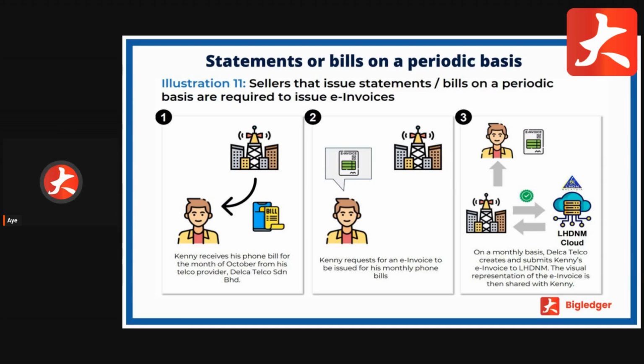Okay, so for example, sellers that issue statements on a periodic basis are required to issue e-invoices. For example, Kenny received his phone bill for the month of October from his telco provider, Delta Telco Sdn Bhd. Then Kenny requests an e-invoice to be issued for his monthly phone bill. Then on a monthly basis, the telco creates and submits Kenny's e-invoice to LHDN. The visual representation of the e-invoice is then shared with Kenny.